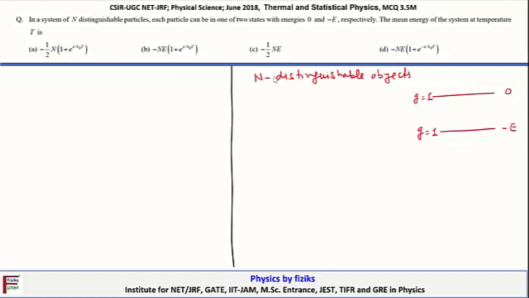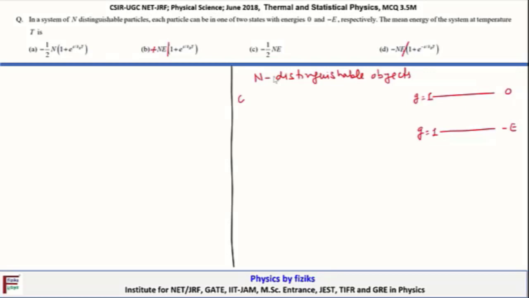Actually there is a mistake here. It should be minus NE divided by this expression, and here also it should be plus NE divided by this. This is the correct option which was given in the paper basically, so there is a typing mistake here. So let's try to find out the average energy for the system of N distinguishable objects, and we can do this by adopting the partition function approach.